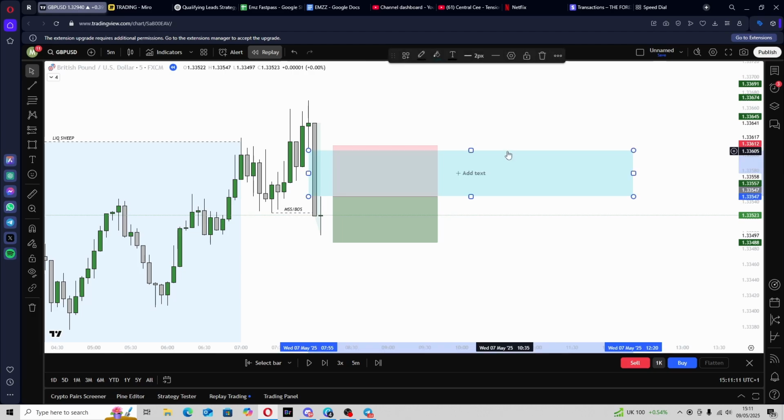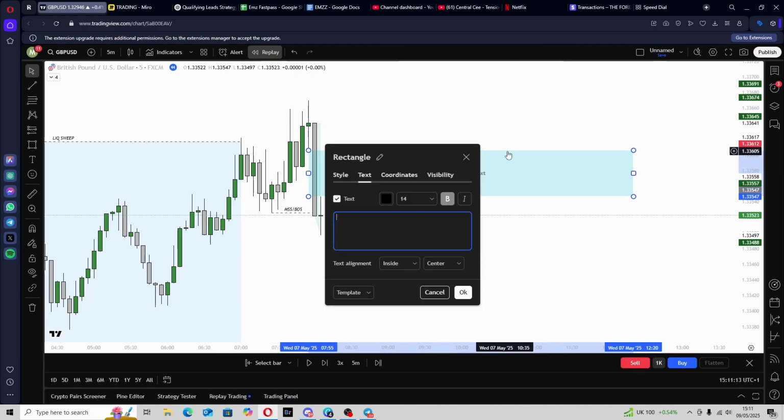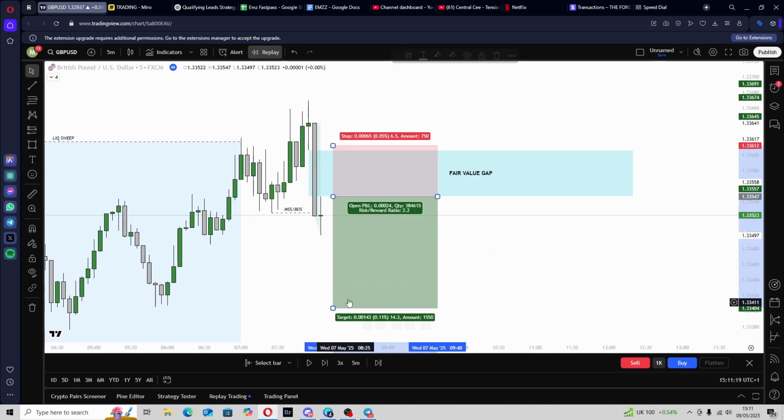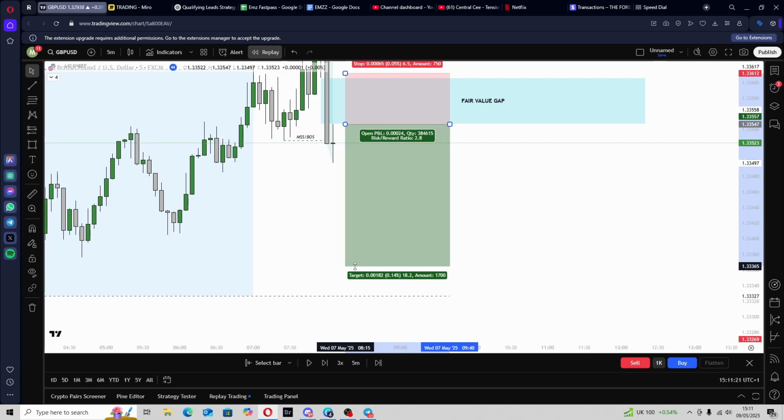Let me just mark this out for you guys so you can see the fair value gap. And as you can see, once that's done, all we've got to do from here on out is place our take profit at a 1-to-2 risk reward ratio.